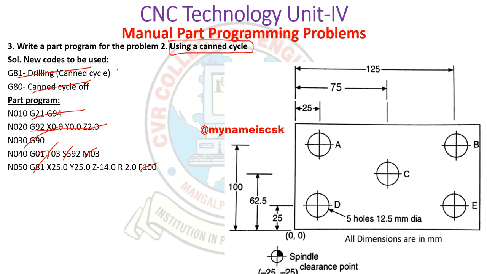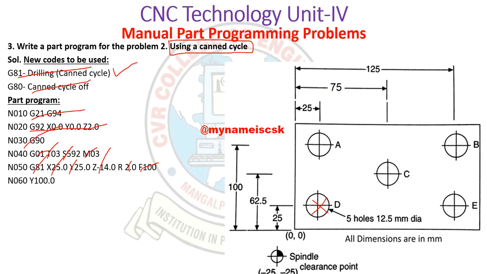G81 is nothing but the canned cycle, the drilling cycle is on, and X is 25, Y 25. So X is 25, Y 25. We are going to this point position, and we are directly giving the depth as minus 14, and the clearance plane is 2.